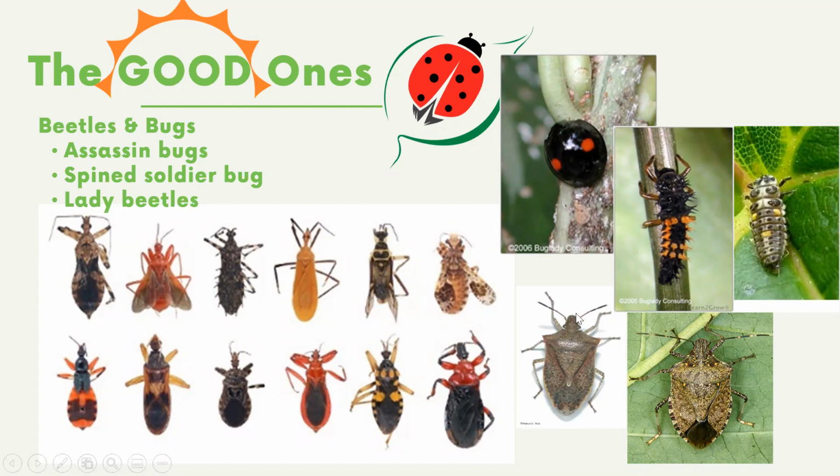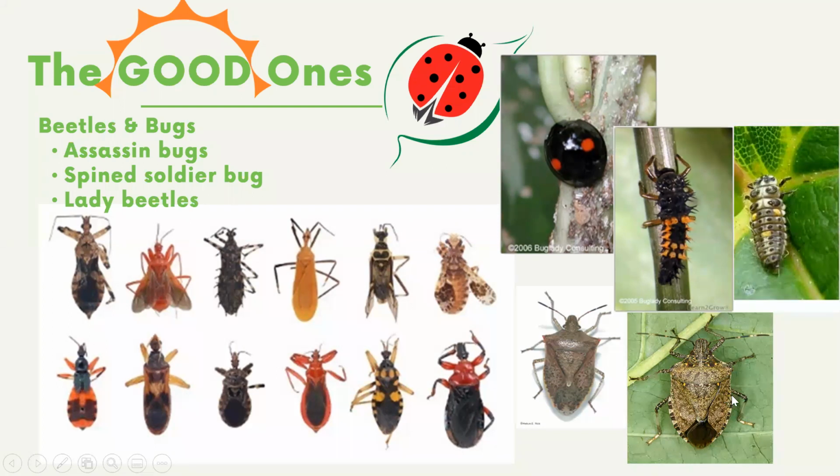He's a true bug, and he will eat other bugs, bad ones, caterpillars and stuff like that. He does the same kind of thing these assassin bugs do. He puts his proboscis in and sucks out the juices of the bug.